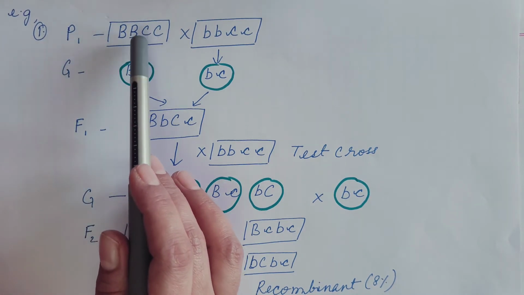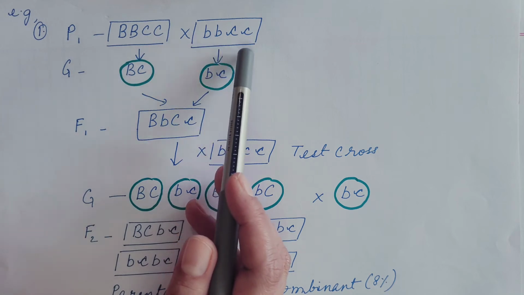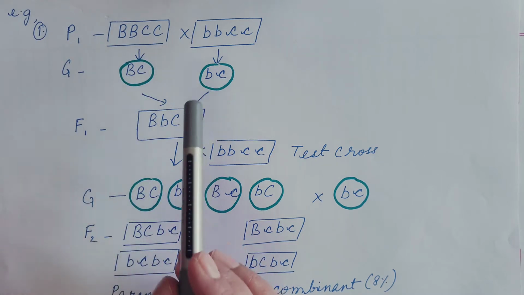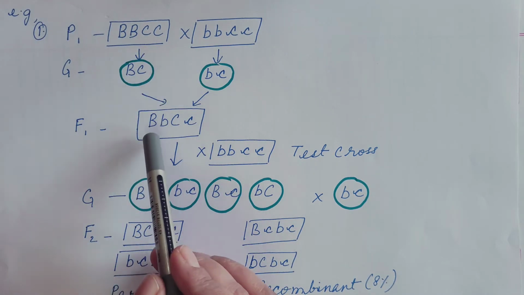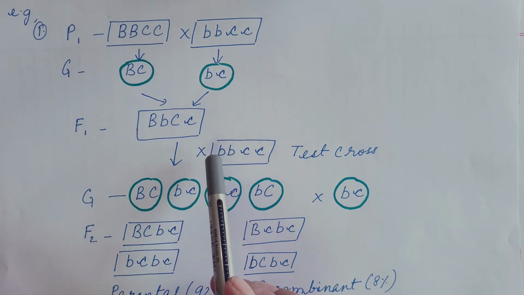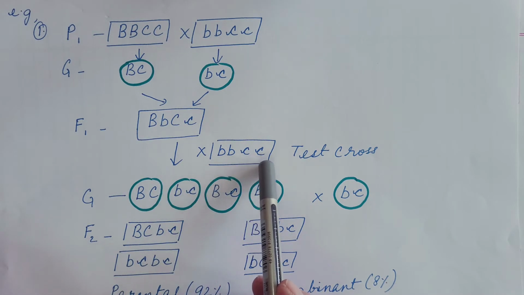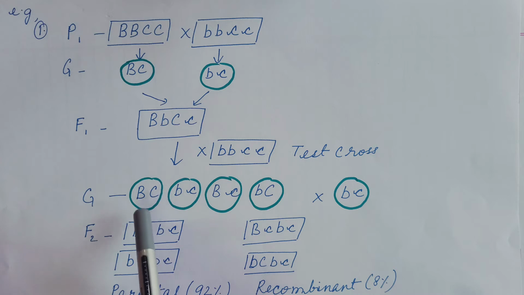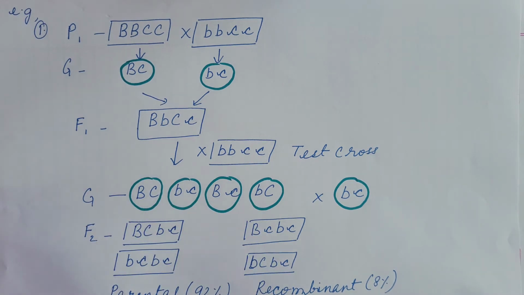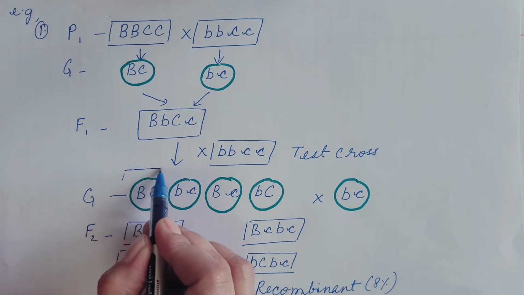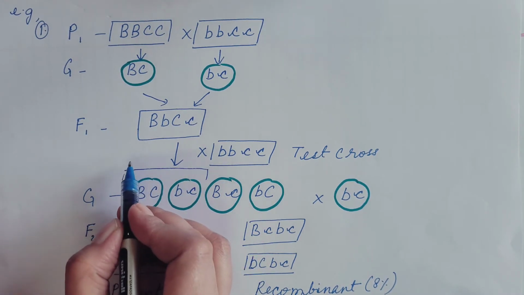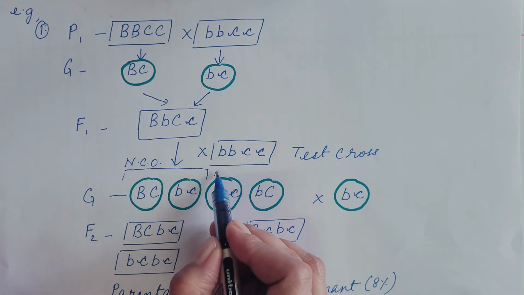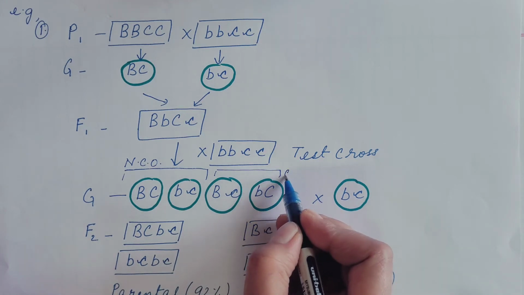Parental generation: a homozygous dominant and a homozygous recessive individual are crossed. Both of them produce one type of gamete. The F1 individual is heterozygous for both alleles. Then it is test crossed with the homozygous recessive individual. This F1 individual will produce 4 types of gametes. Among them, these 2 gametes are non-crossover type and these 2 are crossover type.